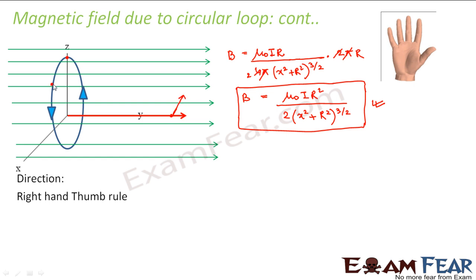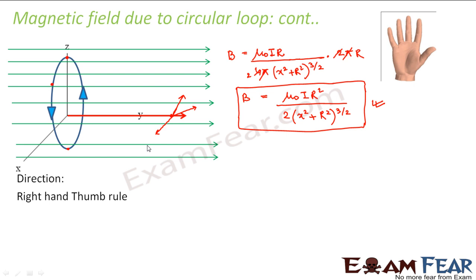Similarly, if you considered this point, what would be the direction of magnetic field? Here also your direction would be somewhat like this. So the more you come this side, your direction will move this side. That means as you keep coming like this to this point, you will also keep reaching the direction like this. So the direction will also keep changing like this as your point keeps changing.